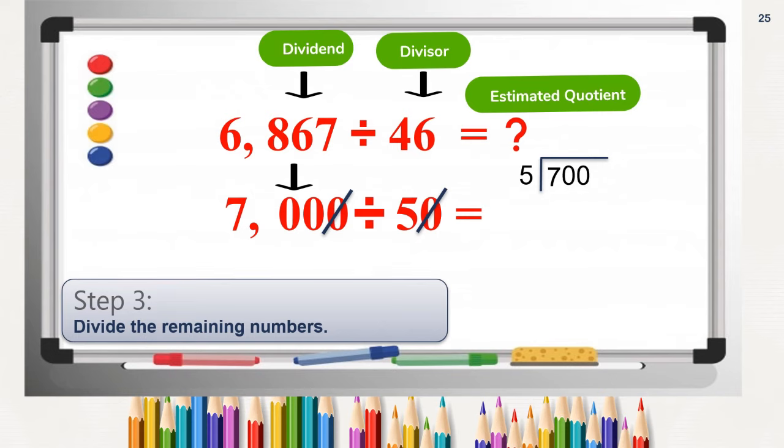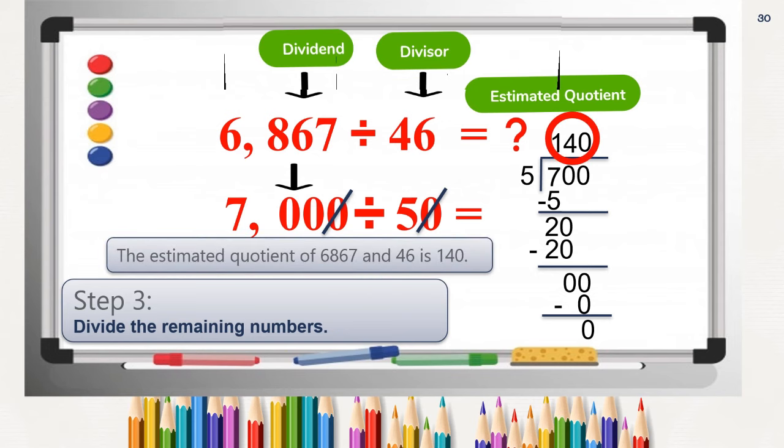So 700 divided by 5. 7 divided by 5 is 1, and then 1 times 5 is 5, 7 minus 5 is equal to 2, bring down 0. 20 divided by 5 is 4, then 4 times 5 is equal to 20. 20 minus 20 is equal to 0. Bring down 0. 0 divided by 5 is 0. Then 0 times 5 is equal to 0. 0 minus 0 is equal to 0. So the estimated quotient of 6,867 and 46 is 140.